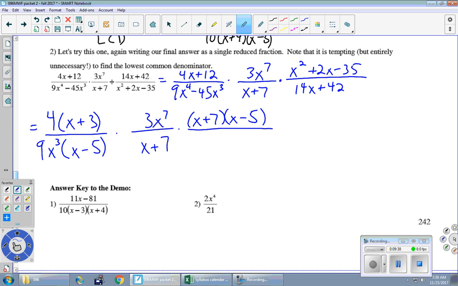And then downstairs, we're going to factor out the greatest common factor. It looks like it's 7, and 7 is a common factor, but 14 is actually better. 14 goes into both of these. And we're left with x plus 3.